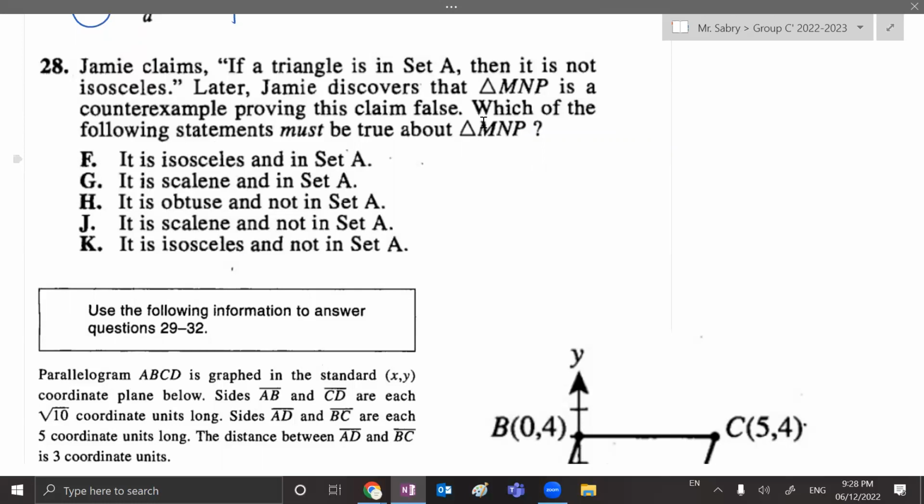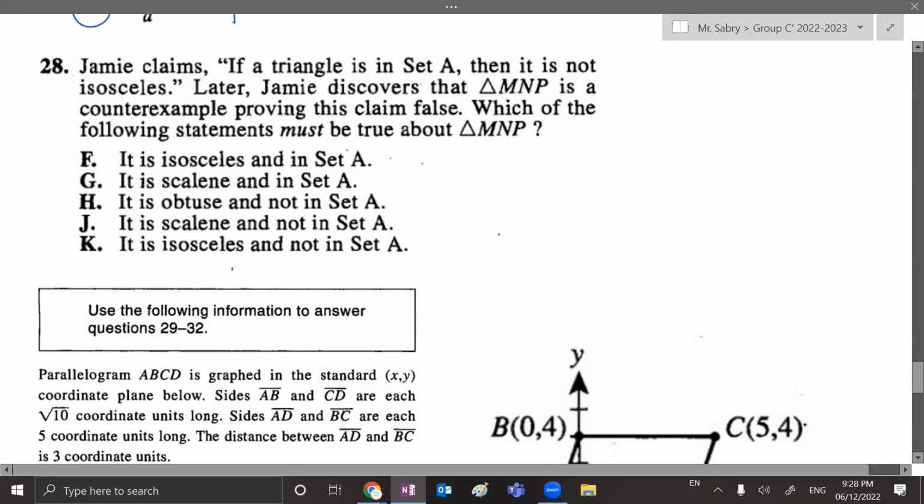So what could be true about this triangle? How can we counter-example the statement above? This means that MNP must be an isosceles triangle but within set A. That's the first choice. Done.